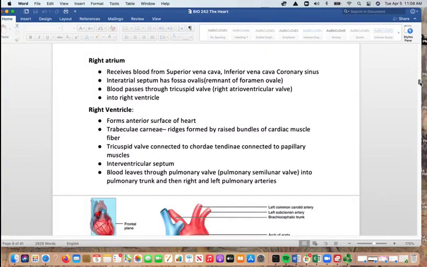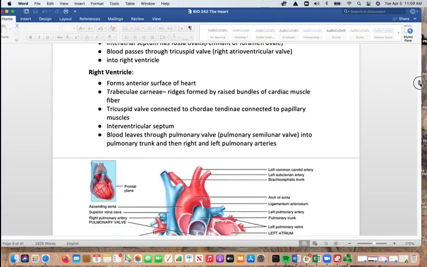So the right atrium is going to take blood that's being returned back to the heart. It's going to come in through the superior vena cava and the inferior vena cava, as well as the coronary sinus. The interatrial septum has the fossa ovalis, which is actually a remnant of the foramen ovale. We will talk more about that when we talk about fetal circulation. Blood is going to pass through the tricuspid valve. Tricuspid valve is also known as the right atrioventricular valve, so it will go from the right atrium into the right ventricle. The right ventricle is going to be on the anterior surface of the heart.